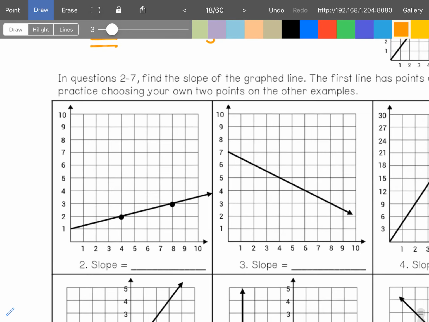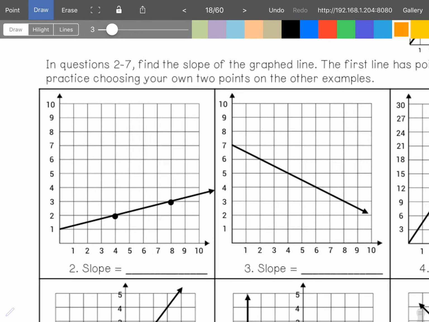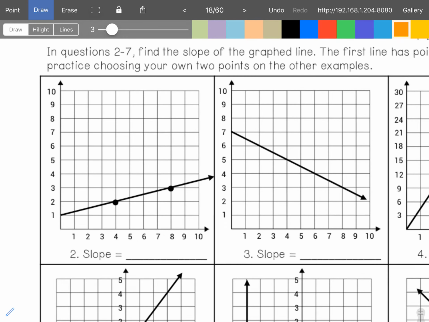Okay, let's try some more here. Looking at this number 2, we can see that we already have 2 dots placed on our graph, and that's fine. We're going to start at 1, and it doesn't matter which one, and we're going to rise and run. You can either go that direction or you can go this direction. That doesn't really matter, but you only need one of them.